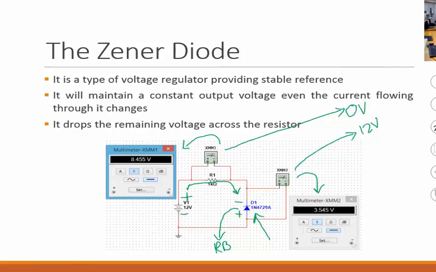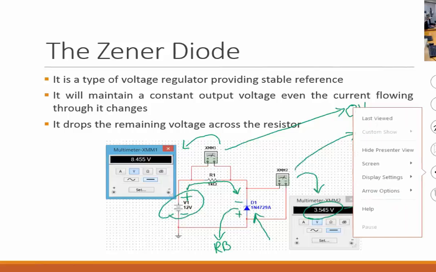But since this is a Zener diode, this specific model, the 1N4729A, has a Zener voltage of 3.54 volts. That being said, as long as you are under reverse bias and your incoming voltage is larger than the VZ, so this one is the VZ. This is nothing but the VZ.